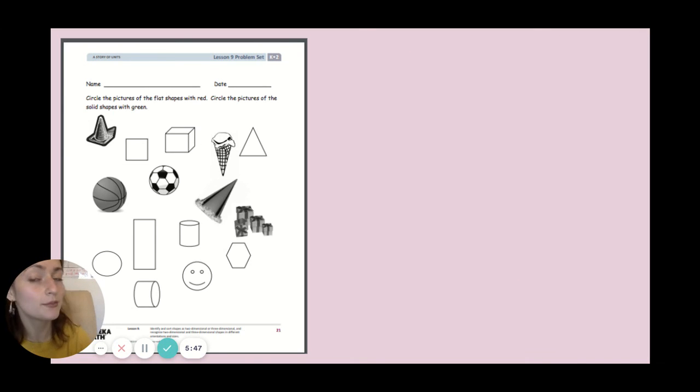All right, so today's problem set is going to be pretty simple for you. It's really similar to what we just did. You're going to circle the pictures of flat shapes with red, and you're going to circle the pictures of the solid shapes with green.